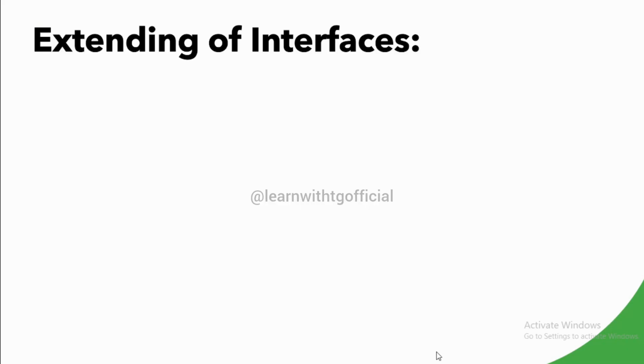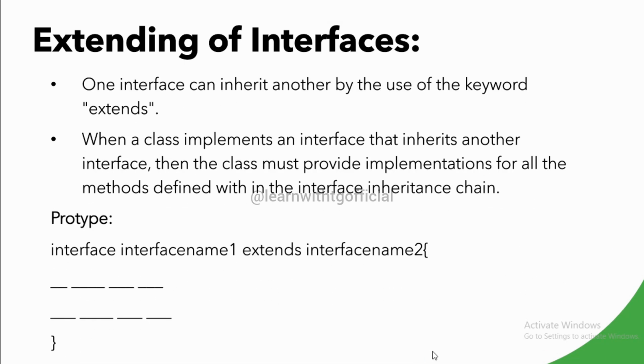Extending of interfaces. One interface can inherit another by the use of the keyword extends. The syntax is the same as inheriting classes. When a class implements an interface that inherits another interface, then the class must provide implementations for all the methods defined within the interface inheritance chain. Prototype of extending of interfaces is interface, interface name 1, extends interface name 2.